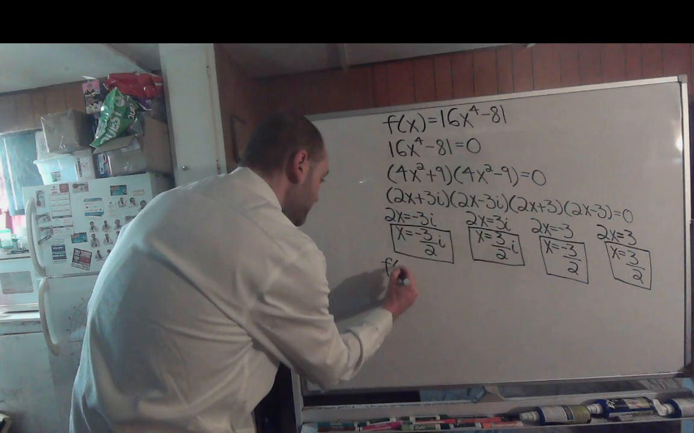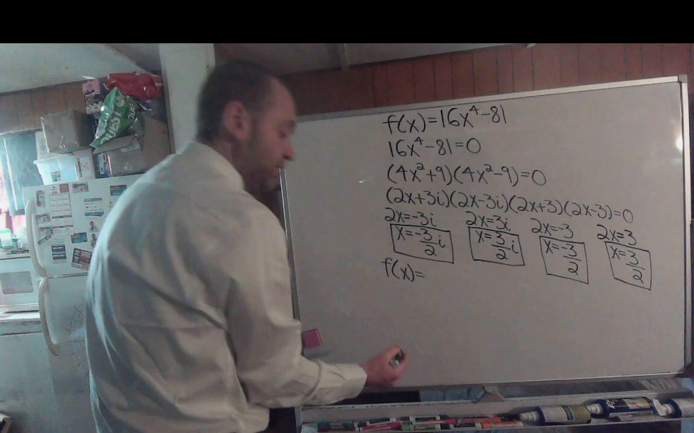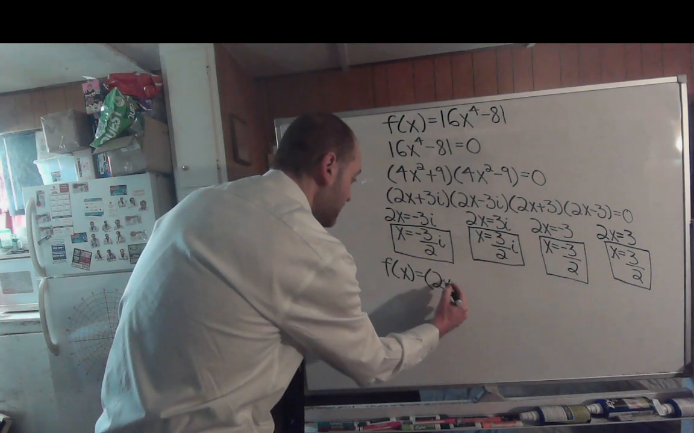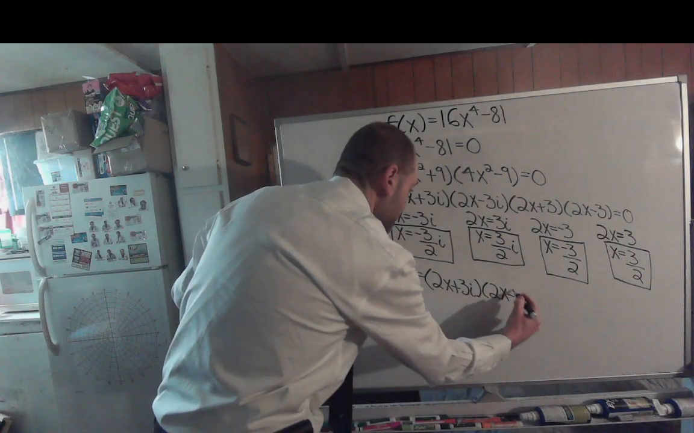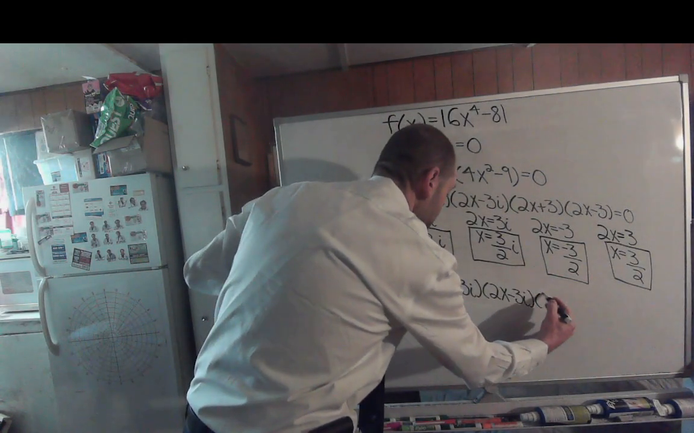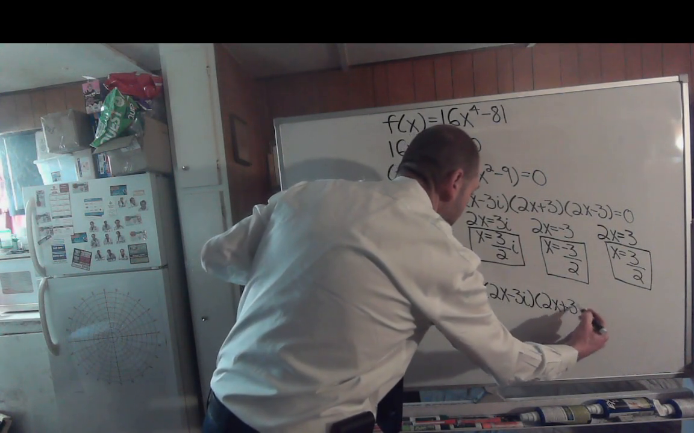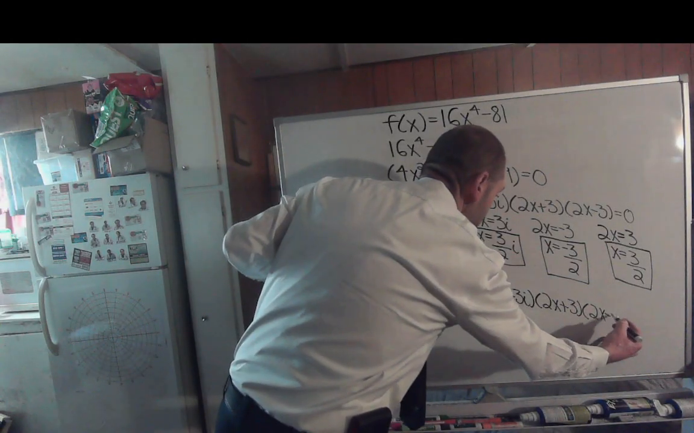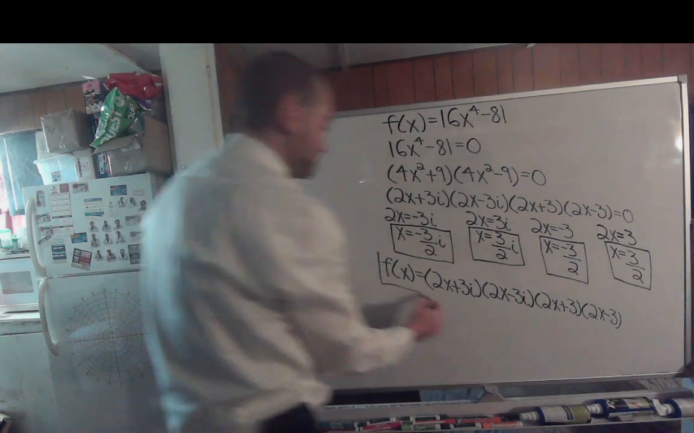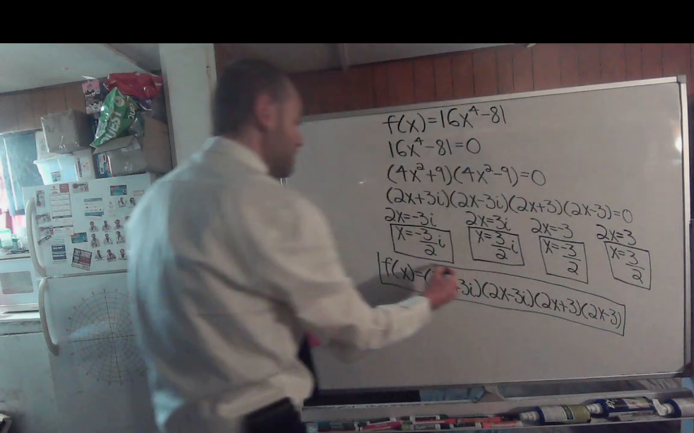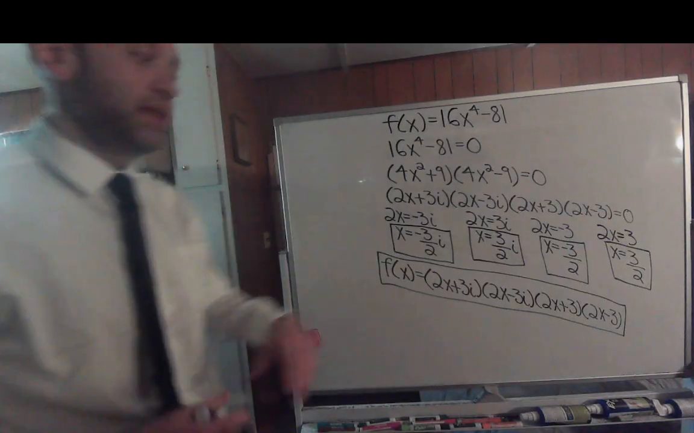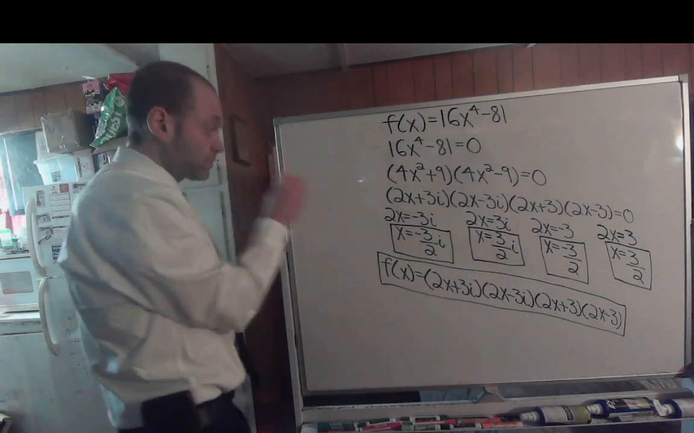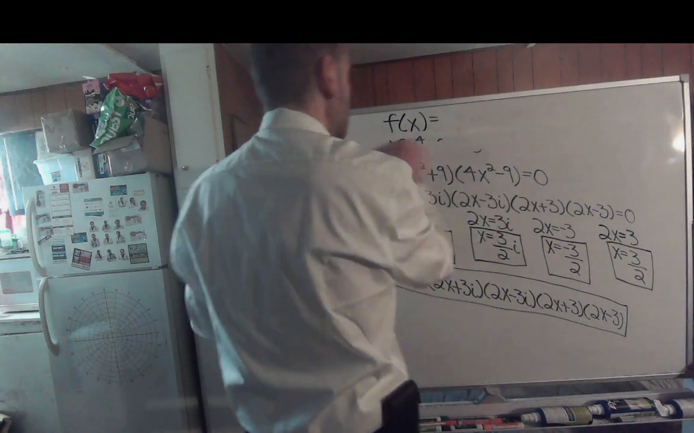Now we can write that function as the product of linear factors. This would be f of x equals 2x plus 3i times 2x minus 3i times 2x plus 3 times 2x minus 3. So that's how you would write this exact same function as a product of linear factors. Do one more like this, then we'll move on to some other stuff.